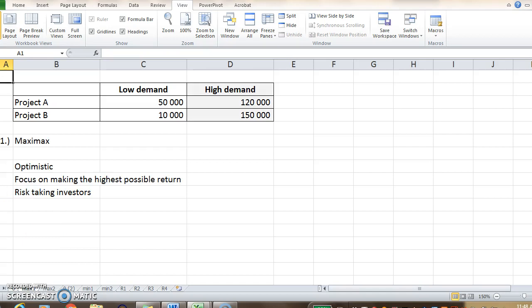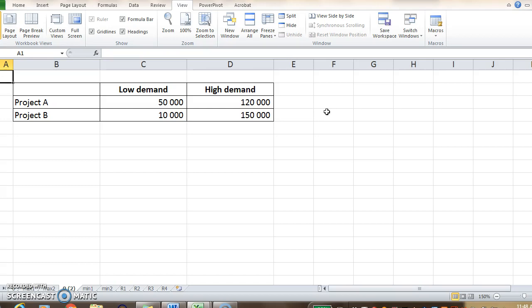Maximax is for optimistic risk-taking investors. So they focus on the best case scenario, or high demand in this case. And they would want to maximize the return and not worry too much about the risk. Obviously, they'll always worry about the risk, but if you're just looking at risk takers in this instance. So in this case, they will go for project B, which will return the highest profit under a high demand.